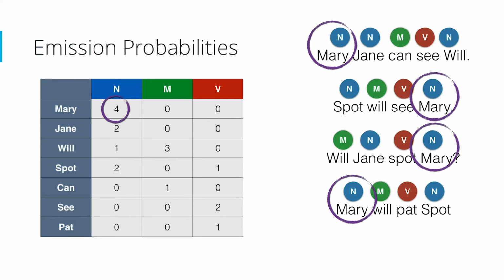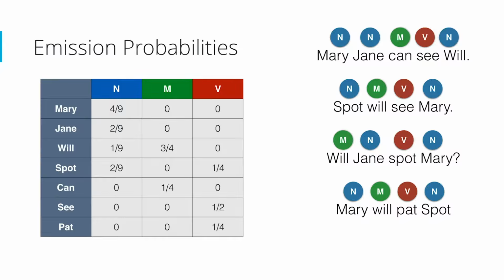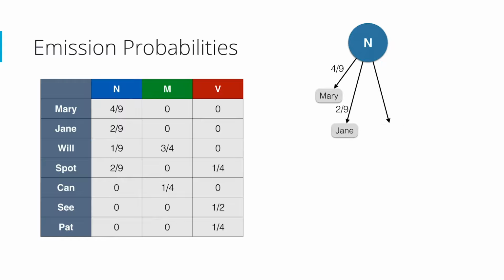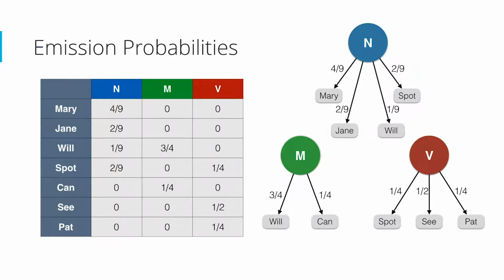Now, in order to find the probabilities, we divide each column by the sum of the entries, and we obtain the following numbers. And here's a graphical representation of this table. Say, if we know that a word is a noun, the probability of it being Mary is 4/9, Jane is 2/9, Will is 1/9, and Spot is 2/9. The other words are 0. Same thing for modal and for verb. And notice that words can appear repeatedly here, like will, which appears as a noun and also as a modal.